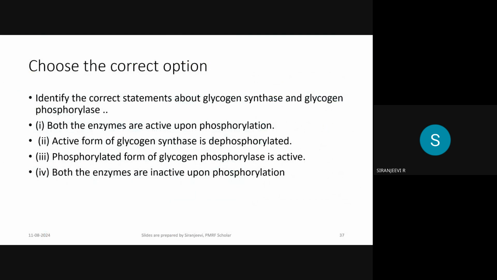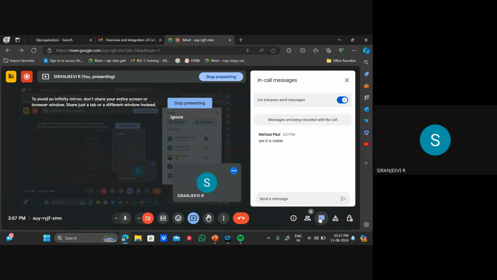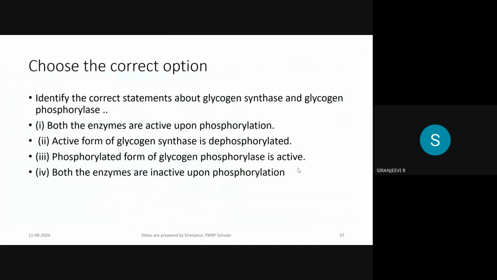So we'll come back to the question and answer section that we started today. Choose the correct statements about glycogen synthase and glycogen phosphorylase. It is a multiple correct options question. The first option: both the enzymes are active upon phosphorylation. Active form of glycogen synthase is dephosphorylated. Phosphorylated form of glycogen phosphorylase is active. Both enzymes are inactive upon phosphorylation. Which option is correct? You can use the chat box and text.